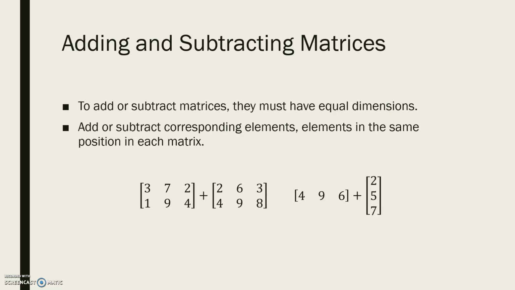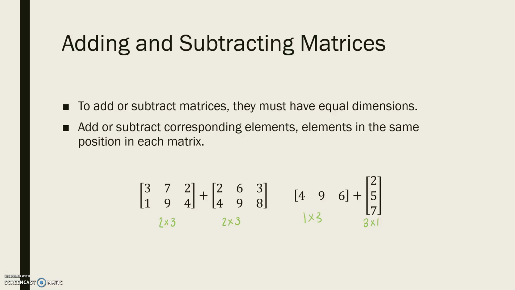If we want to add or subtract matrices, they have to have equal dimensions. For example, here we've got a 2 by 3 and a 2 by 3. But here we have a 1 by 3 and a 3 by 1. Which one of these would we be able to add together, the first one or the second one? It would only be the first one, because for the second one, even though the numbers are the same, 1 and 3, 3 and 1, they're not in the right order.